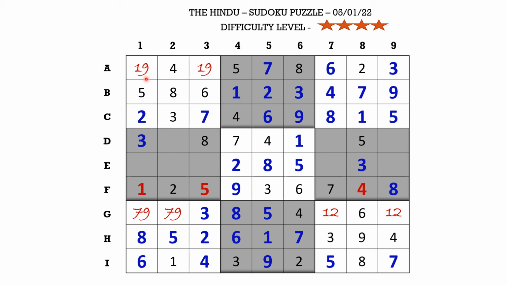In column 1, this 1 cancels out the 1 here. So this becomes 9 and this becomes 1 here. So in column 1, in G1, 9 gets cancelled, this becomes 7 and the only missing number is 4. So E1 takes 4.